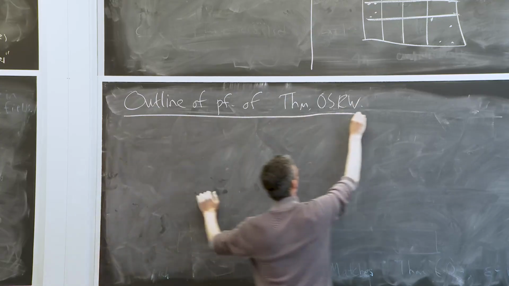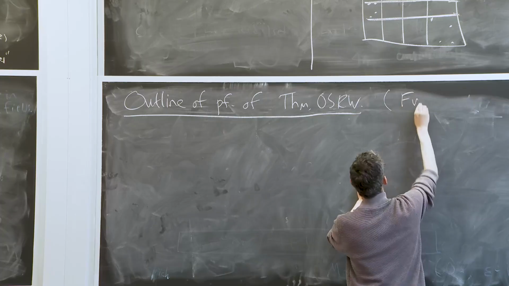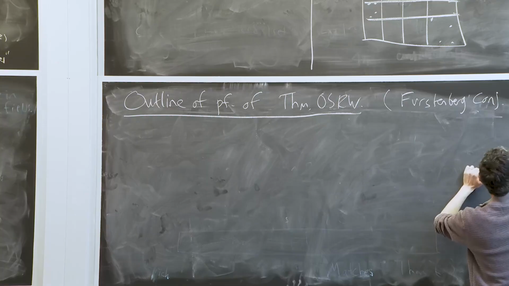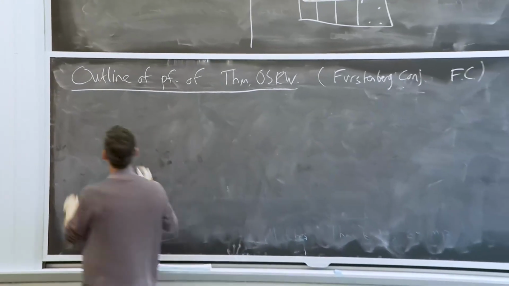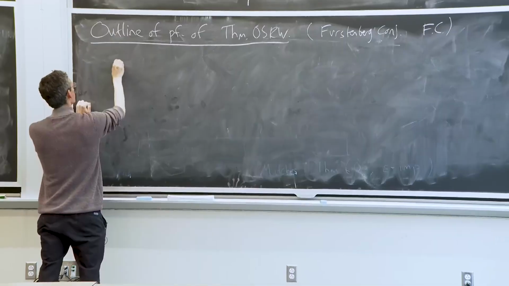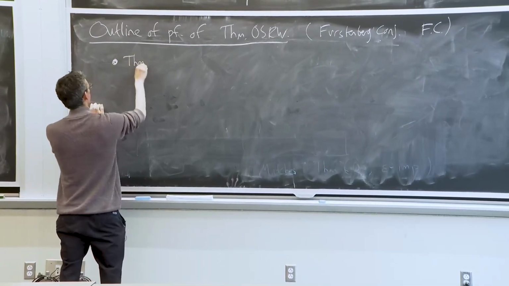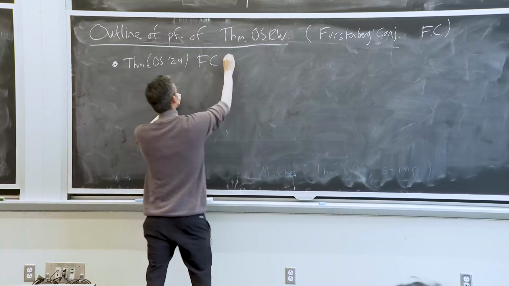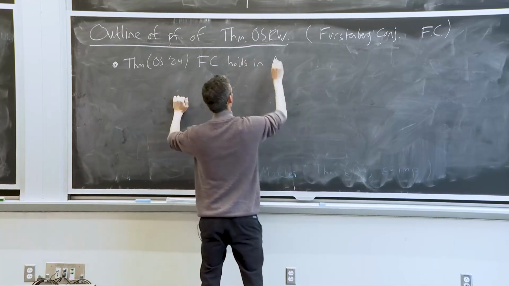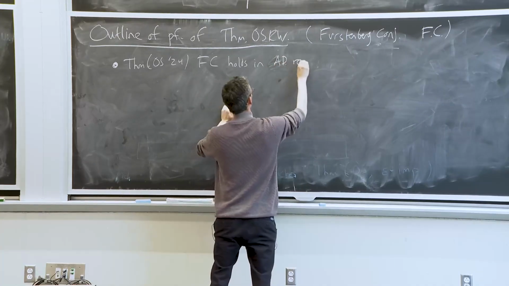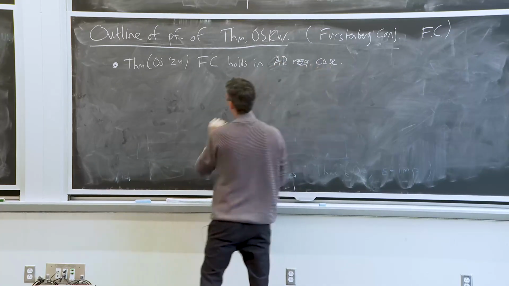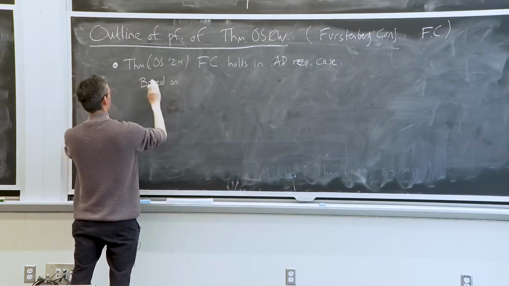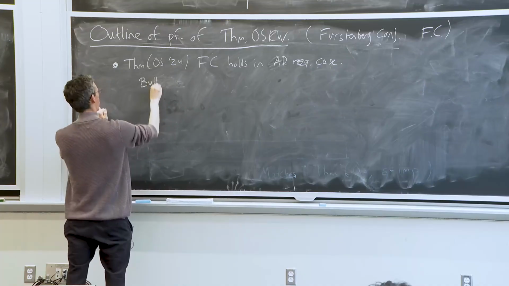Here is the outline of the proof of the main theorem, or let me say of the Furstenberg conjecture. So the first main ingredient is a theorem of Orponen and Shmerkin from 2024. They proved that the Furstenberg conjecture holds in the AD regular case. This builds on the stuff we talked about today.